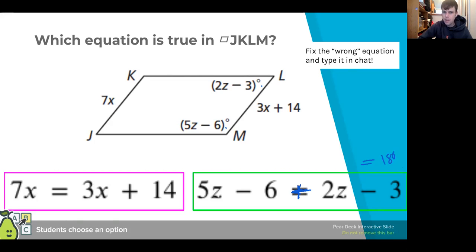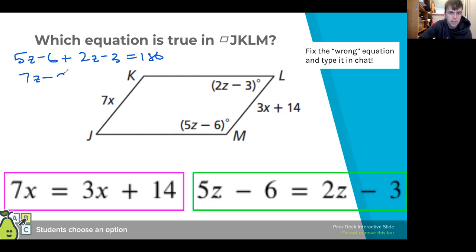Okay. And now we could solve these, and if you wanted to do that, we could actually solve them, right? We could solve for x, figure out these side lengths, and we could solve for z, and we could figure out all of our angles. I'm actually going to take a second and solve for z just to show that real quick. I know that wasn't even the correct equation, but I'm just going to do it. So 5z minus 6 plus 2z minus 3 equals 180. So combine like terms, 7z minus 9 equals 180. 7z equals 189, and then z is 189 divided by 7, which is 27.